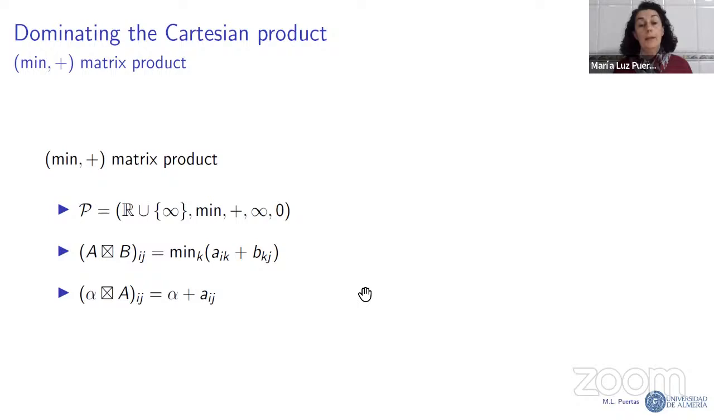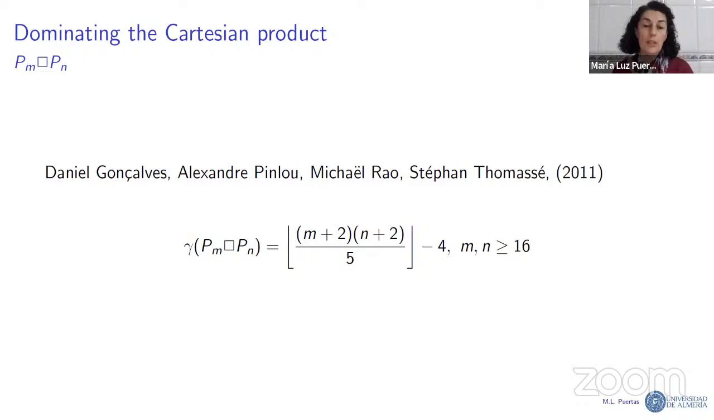This is the final paper for this computation, and it's a paper from 2011. The author showed that the conjecture of Chang is true. Indeed, the formula proposed by Chang is the final formula for the domination number in grid. As you can see, it is asymptotically the number of vertices M times N over 5, but not exactly M times N over 5.